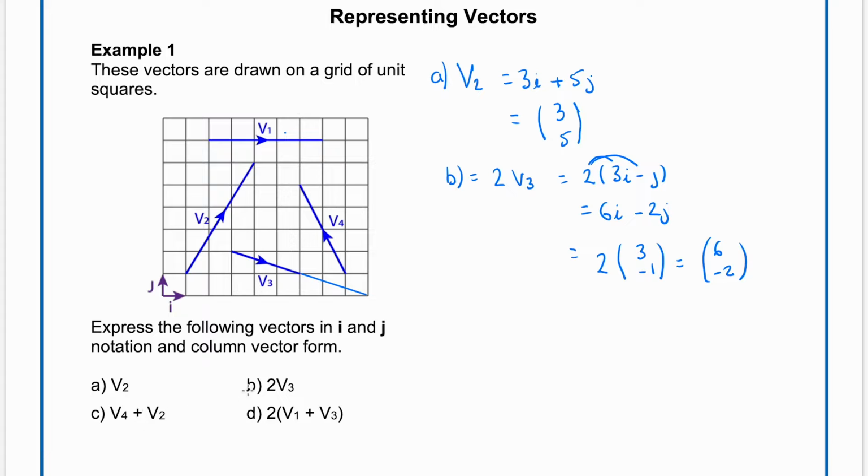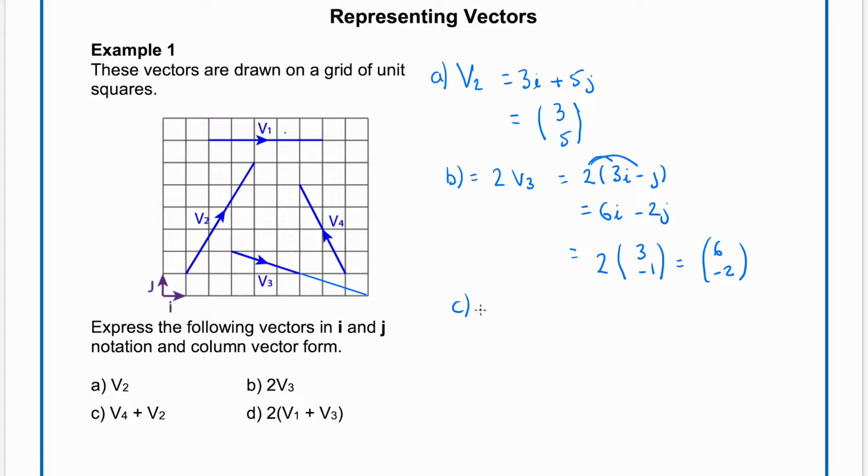Okay, so for question C, now we're going to add vectors. Well, actually, it's more like a followed by. This addition means followed by. So what this means is we have vector 4, and then we're going to apply vector 2. So we'll go off here.